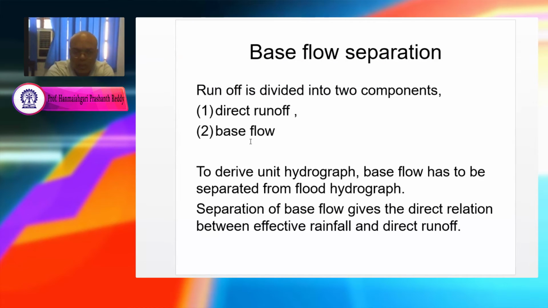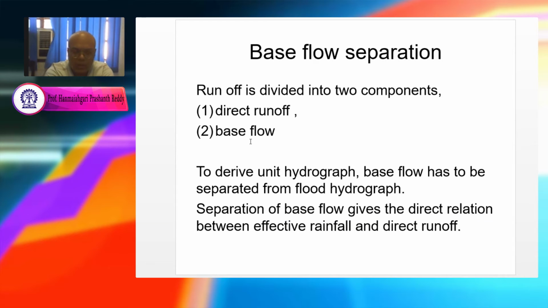So now, I'll teach base flow separation. So we know that runoff has two components. One is direct runoff. Another one is base flow. Direct runoff is that which reaches the outlet quickly, which consists of surface runoff and the interflow, but which comes to the outlet quickly. Whereas base flow is nothing but groundwater flow, which is also called delayed flow.